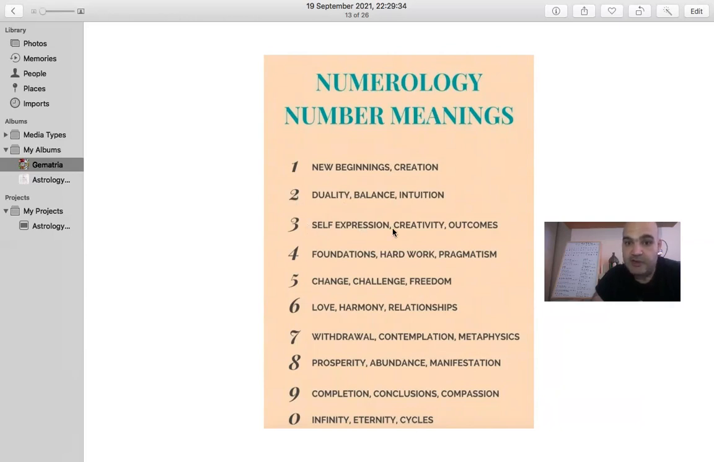Number 3, self-expression, creativity, and outcomes. This would relate to Pisces and Gemini. Number 4, foundations, hard work, and pragmatism. This would relate to Cancer. Number 5, change, challenge, freedom, Leo. Number 6, love, harmony, relationships, Virgo. Number 7, withdrawal, contemplation, metaphysics, Libra. 8, prosperity, abundance, manifestation, Scorpio. Number 9, completion, conclusions, and compassion, which would be Sagittarius.